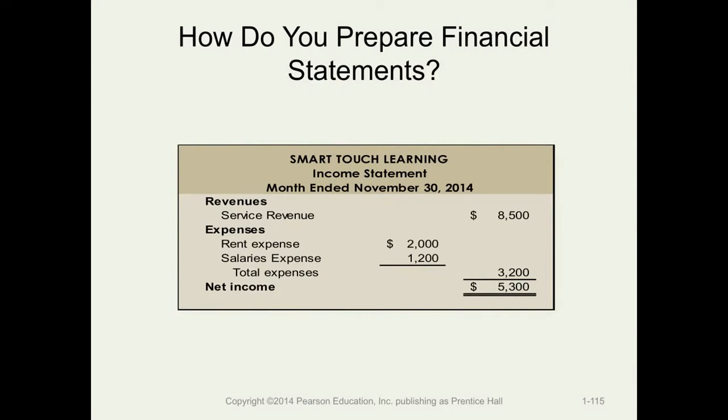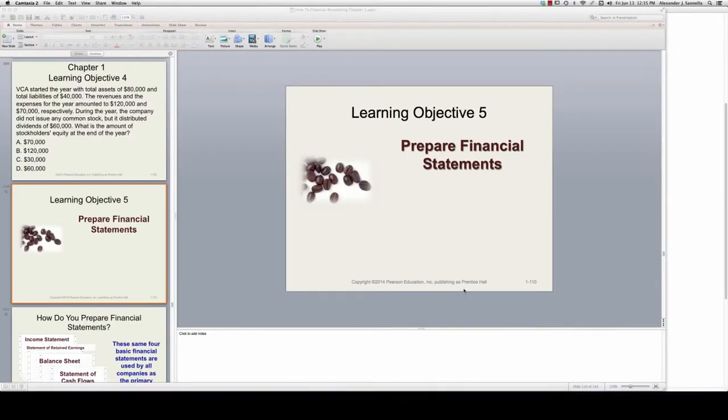The income statement for Smart Touch, and this number may sound familiar, and I'm going to try to flip around in a minute and get that information for you. But I think if you recall, when we worked on the accounting equation in the last couple of modules, we said that revenues, which included both cash and credit sales, were 8,500. We had rent expense of 2,000, and we had 1,200 of salary expenses, and our net income was 5,300.